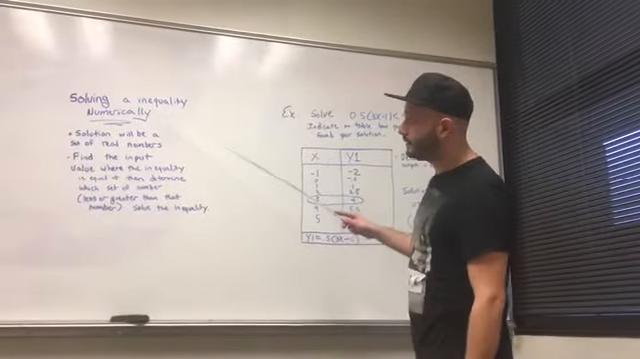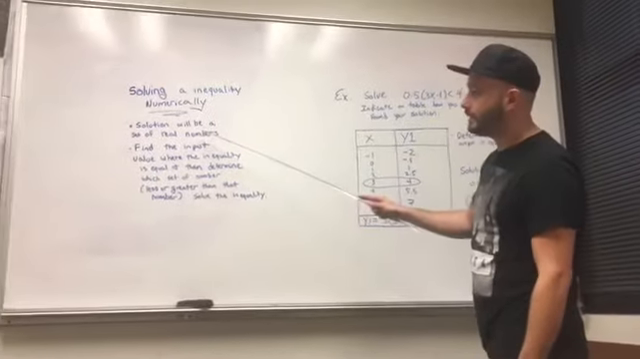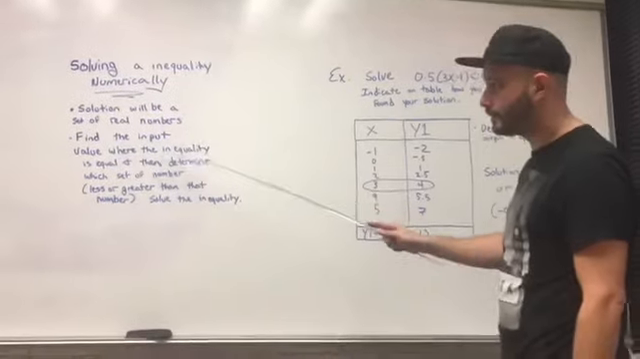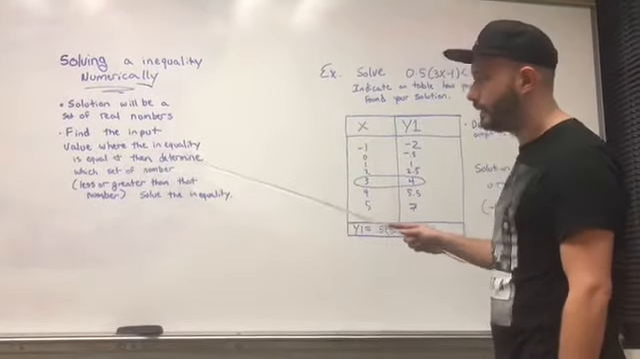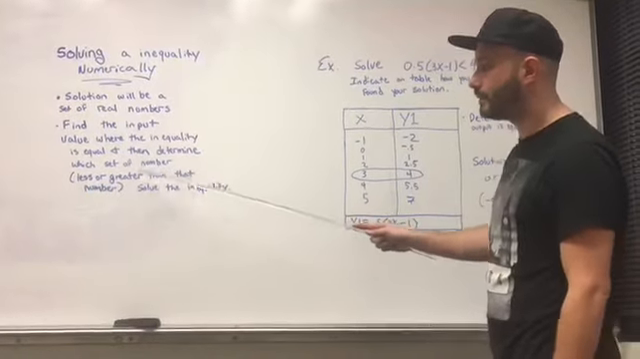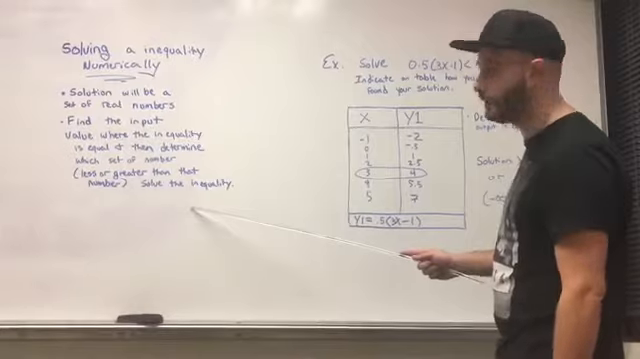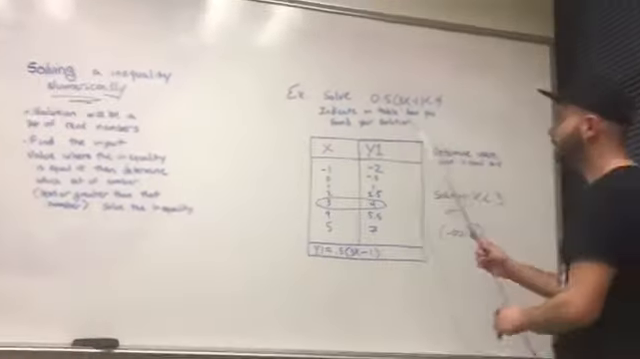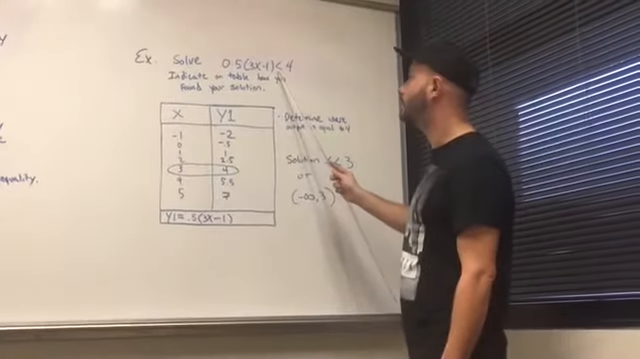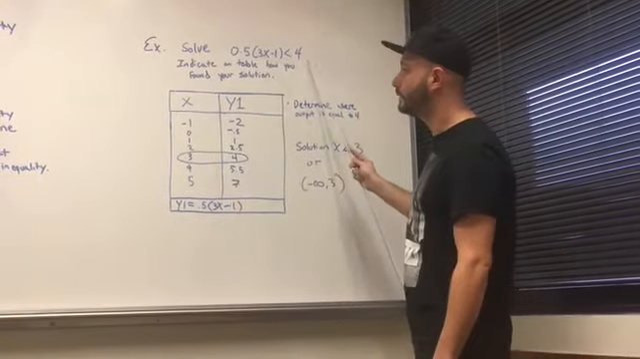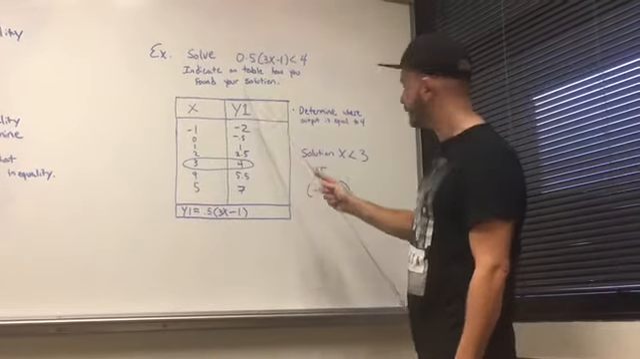Next, we're going to solve the inequality numerically. Our solution will be a set of real numbers. First, we're going to find the input where the inequality is equal, and then determine which set of numbers is less or greater than the number, and solve the inequality. For example, if we're solving 0.5 times 3x minus 1 is less than 4, it's asking us to indicate on the table where we found our solution.